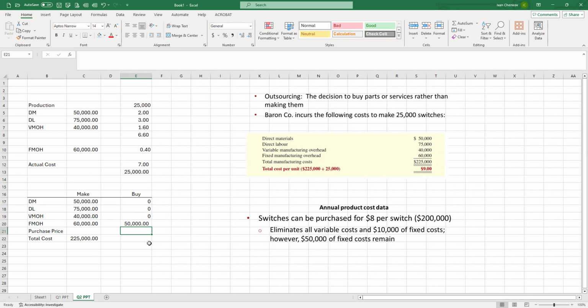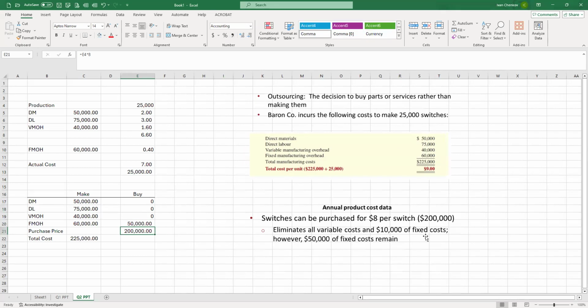And plus I pay the purchase price, right? How much do I have to pay for the purchase price? Now I have to pay 25,000 units times $8. So I have to pay another $200,000. That's how much the guy asked me, $200,000. So what is the total cost going to be? 250. Right? What's the difference now?